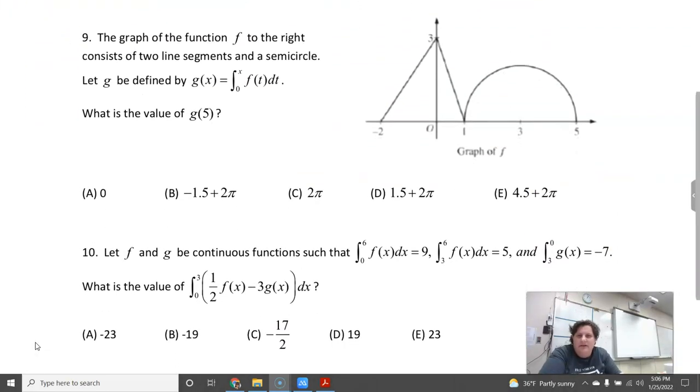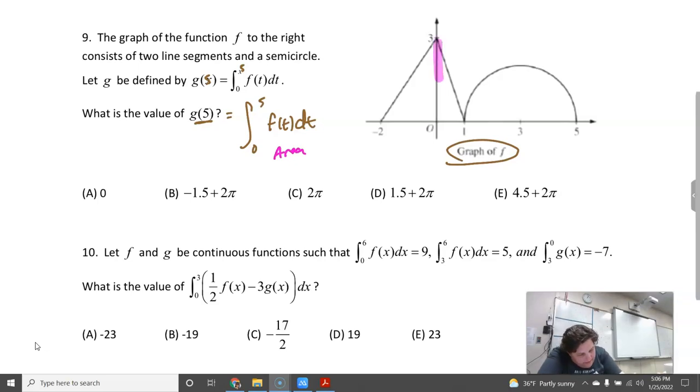Okay, the graph of the function to the right consists of 2 line segments and a semicircle. G is defined as the integral from 0 to x of f of t. What is the value of g of 5? Guys, we go like this. G of 5 means I plug in 5 for x. G of 5 is the integral from 0 to 5, f of t dt. This is f, okay? Integral from 0 to 5 means the area from 0 to 5. So I basically need to find this triangle and then this semicircle.